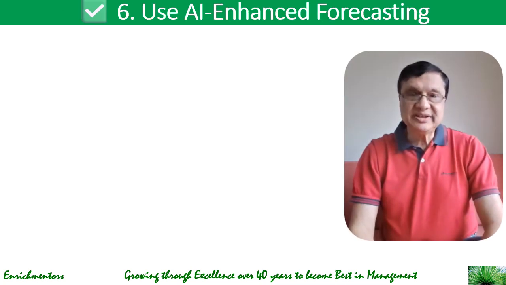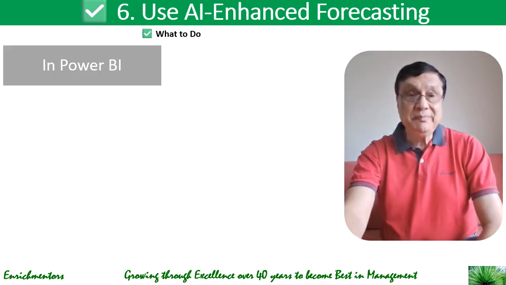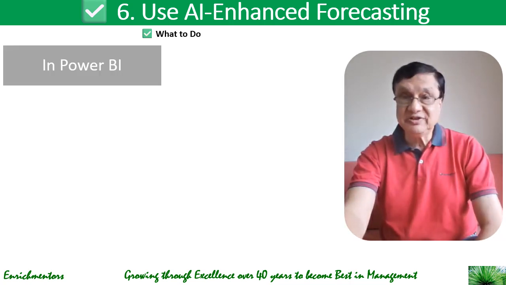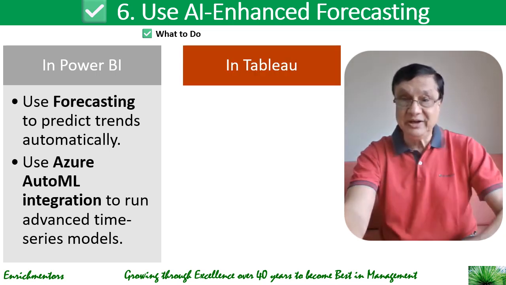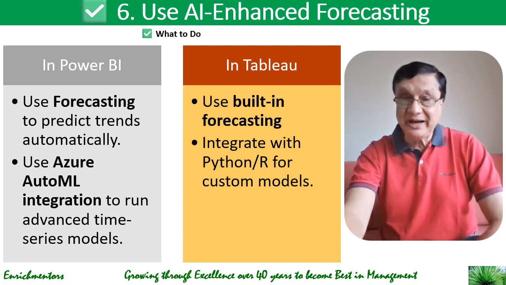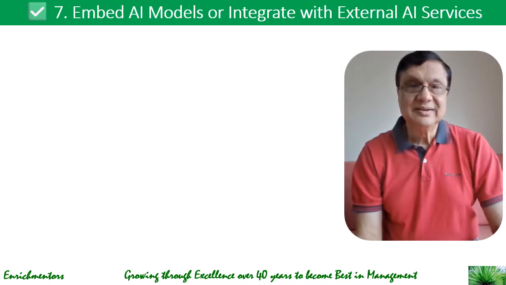You can also use AI-enhanced forecasting. And what should you do there? In Power BI, you can use forecasting, which is built into the line charts to predict trends automatically, and use Azure AutoML integration to run advanced time series models. In Tableau, you have built-in forecasting, the exponential smoothing way of forecasting, or you can integrate with Python and R for customized models. So that's how you can use AI-enhanced forecasting using these tools.